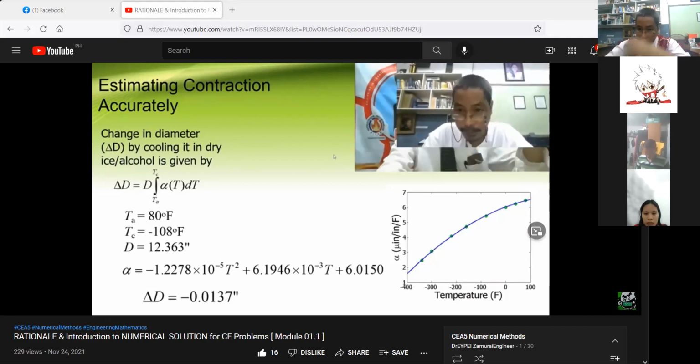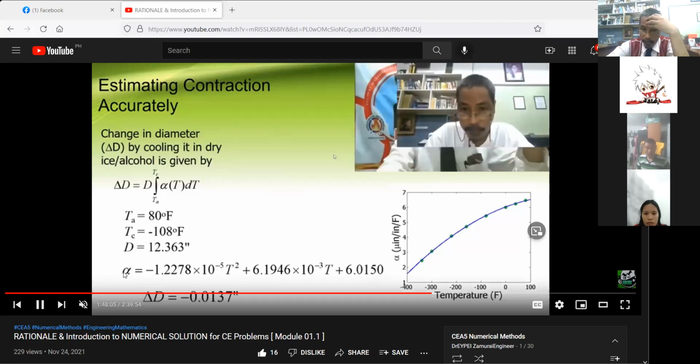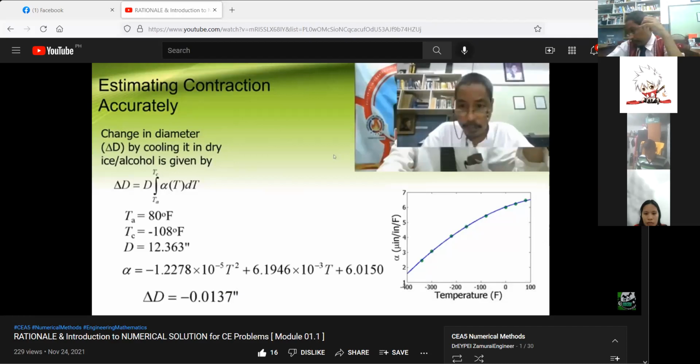What is the answer? So the answer is 4 rather than what? Our answer was 5.18. The answer is 4.23, for the alpha, for the thermal expansion. So that's why we have that kind of answer.